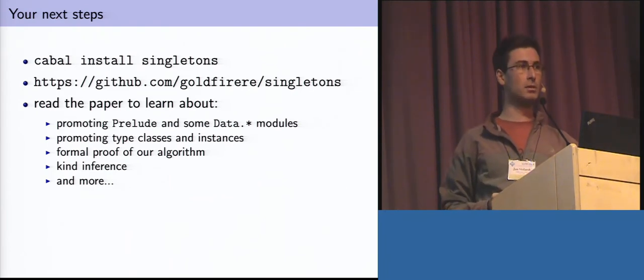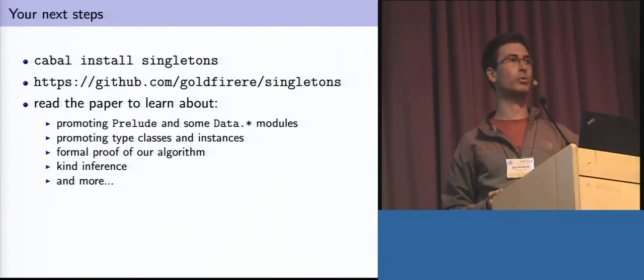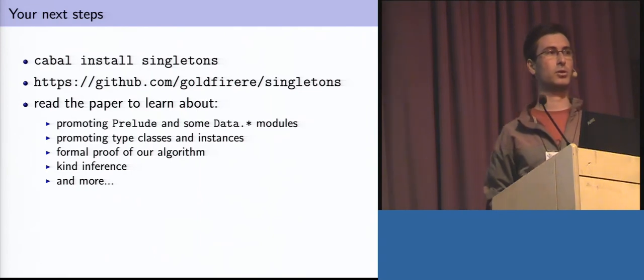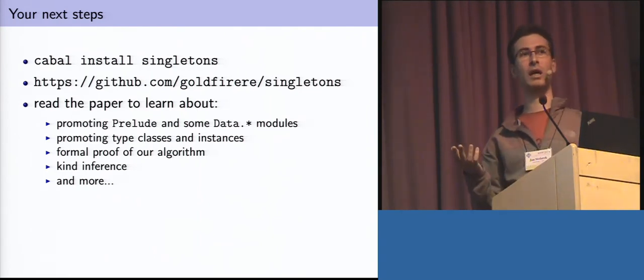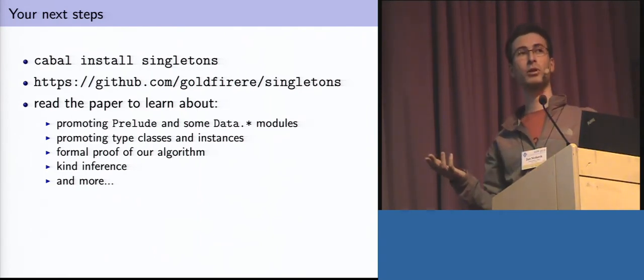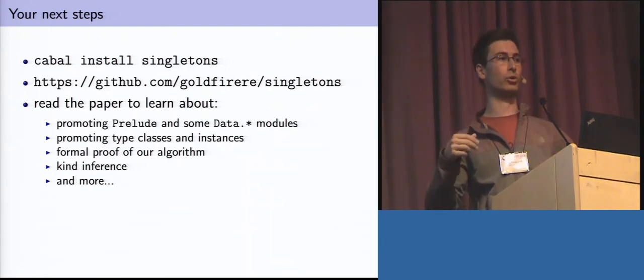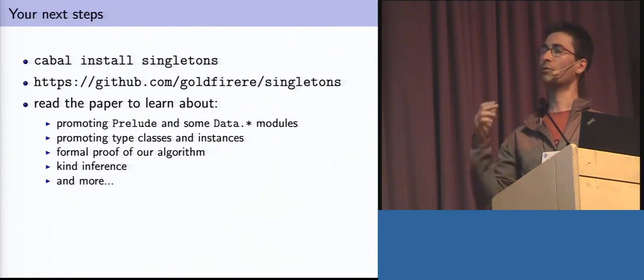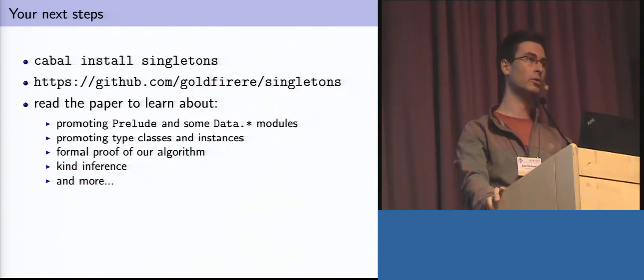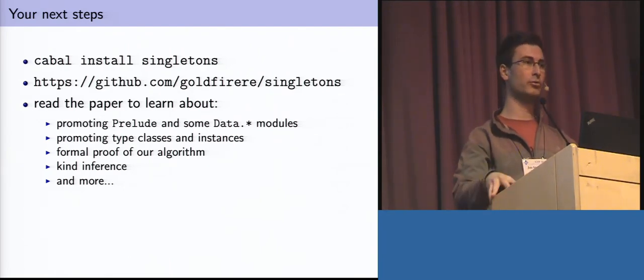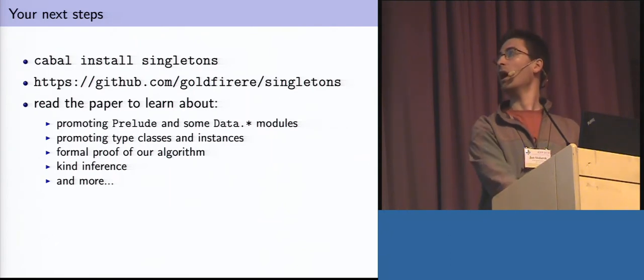We discussed promotion of type classes and instances. We even promote automatically derived instances. So if you write a data type and you derive an Ord instance for it, for example, and then wrap all of this into promote, then we will derive the promoted Ord instances. There's also a formal proof of our algorithm, some discussion of kind inference, and a couple of other things.